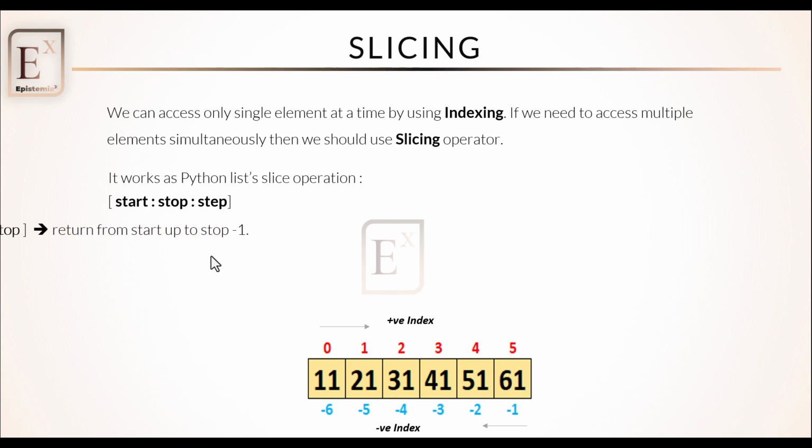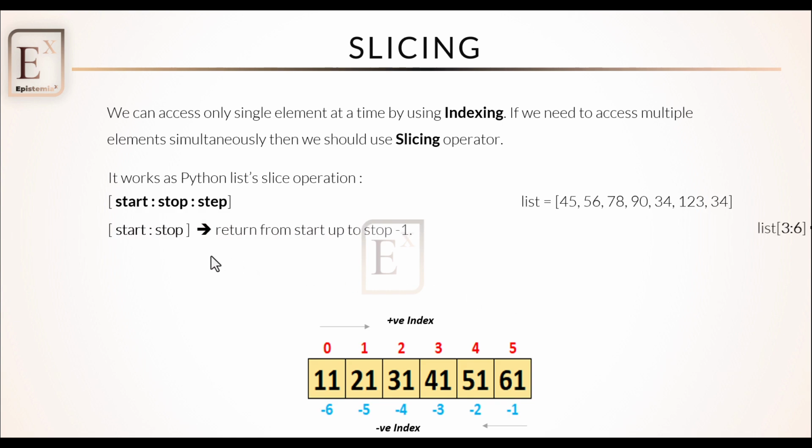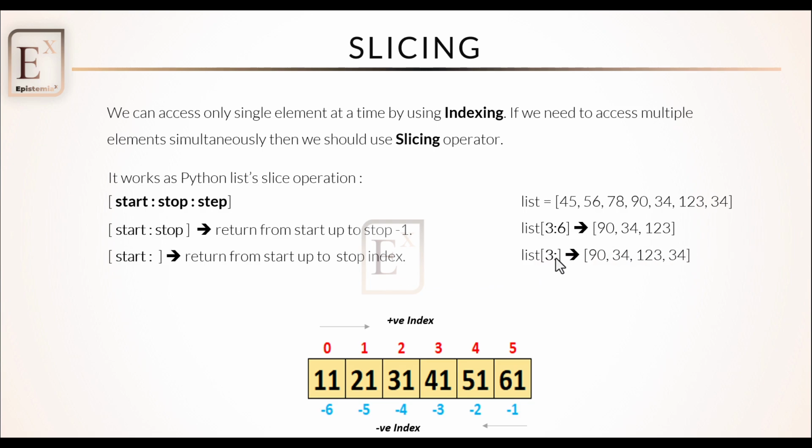The first case of slicing is start and stop. Here we start from index 3, which is 90, and go up to index 6 but not including the stop index. So we get the output 90, 34 and 23. If you want all elements from a specific position to the end, just leave the stop index value blank this way. For example, here we start from index 3 and the stop part is completely blank, and we go till the end of the list. So the output is here.